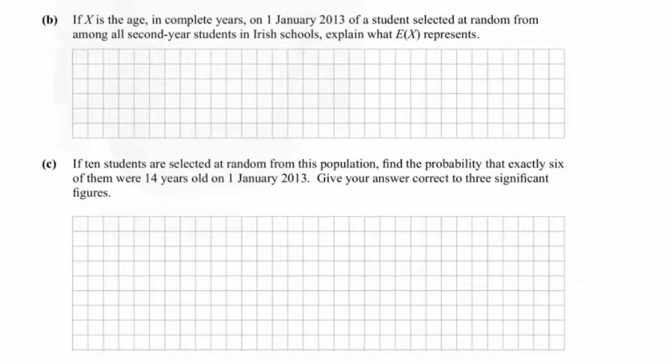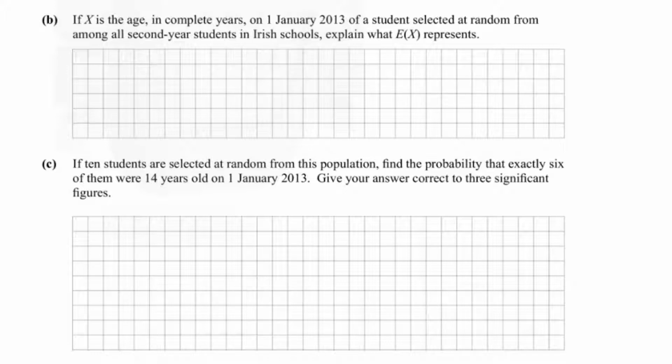So part B then, it asks us: if X is the age in complete years on January 1st, 2013 of a student selected at random from among all second year students in Irish schools, explain what E(X), the expected value, means.